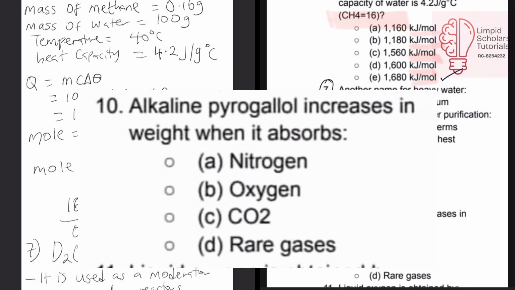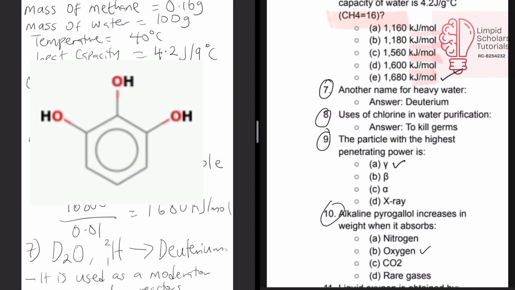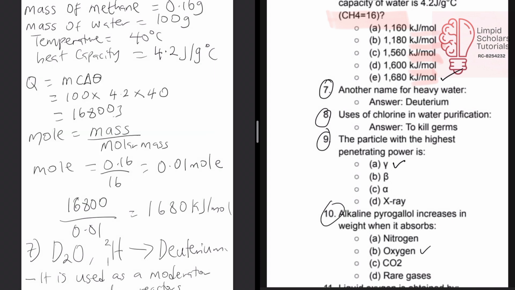Alkaline pyrogallol increases in weight when it absorbs A, nitrogen, B, oxygen, C, CO2, D, rare gases. The answer is oxygen. Alkaline pyrogallol, also known as benzene-1,2,3-triol, absorbs oxygen from the air because of its alkalinity. If you want to remove oxygen from the air, you can use alkaline pyrogallol, and then with other means you can remove other rare gases and CO2.